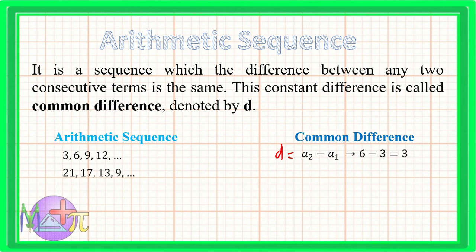Another example, 21, 17, 13, and 9. Same formula yung gagamitin natin, a sub 2 minus a sub 1. So a sub 2 is 17 minus a sub 1 is 21. So 17 minus 21, that is negative 4. So ito na po yung common difference. Yung sa first example, 3. Second example is negative 4. Ganyan na po yung pagkuha ng common difference para hindi po tayo malito.